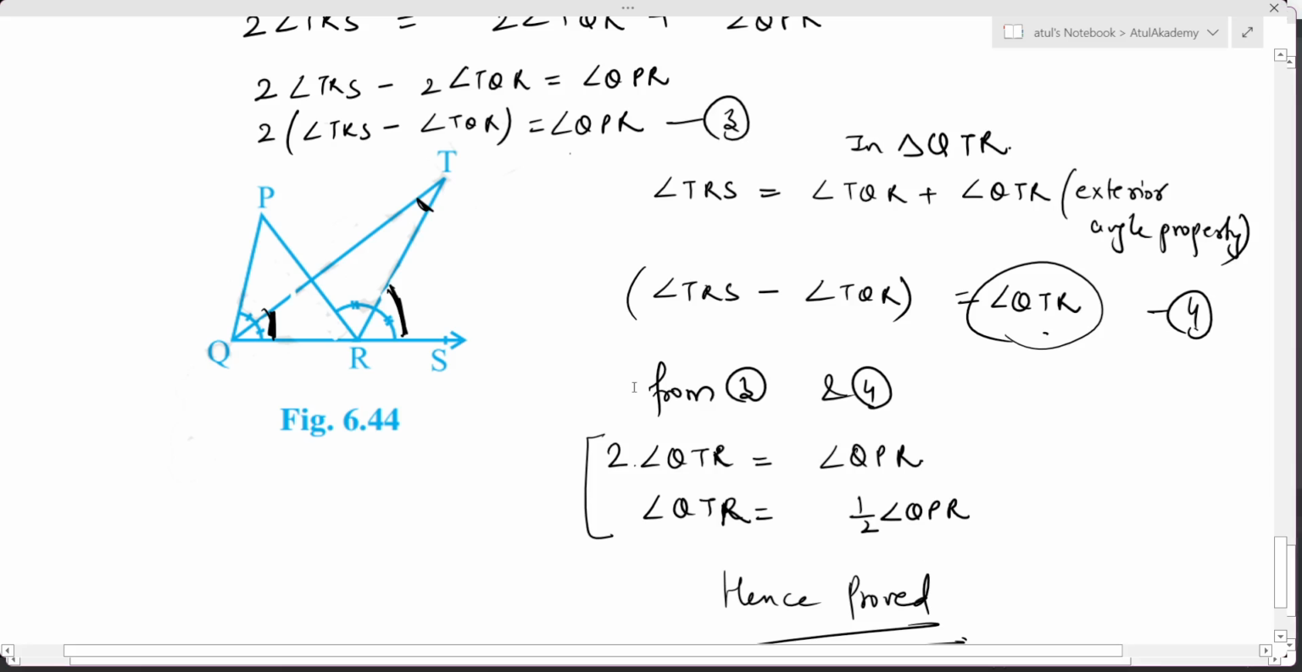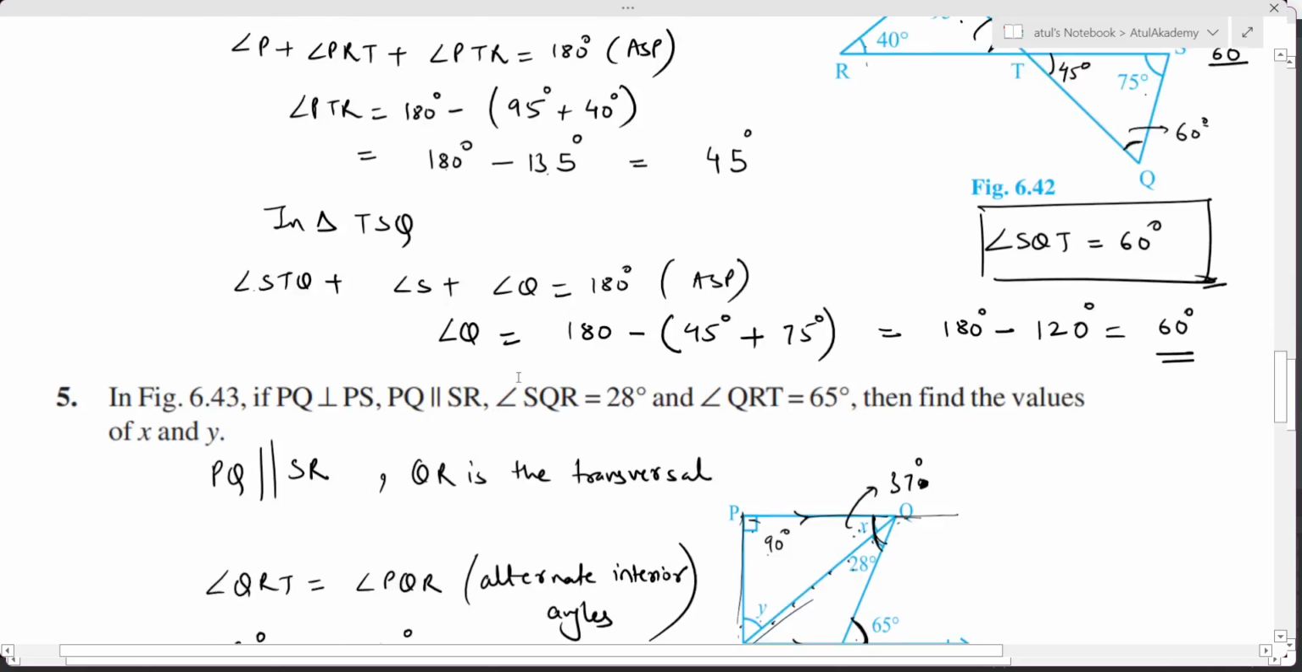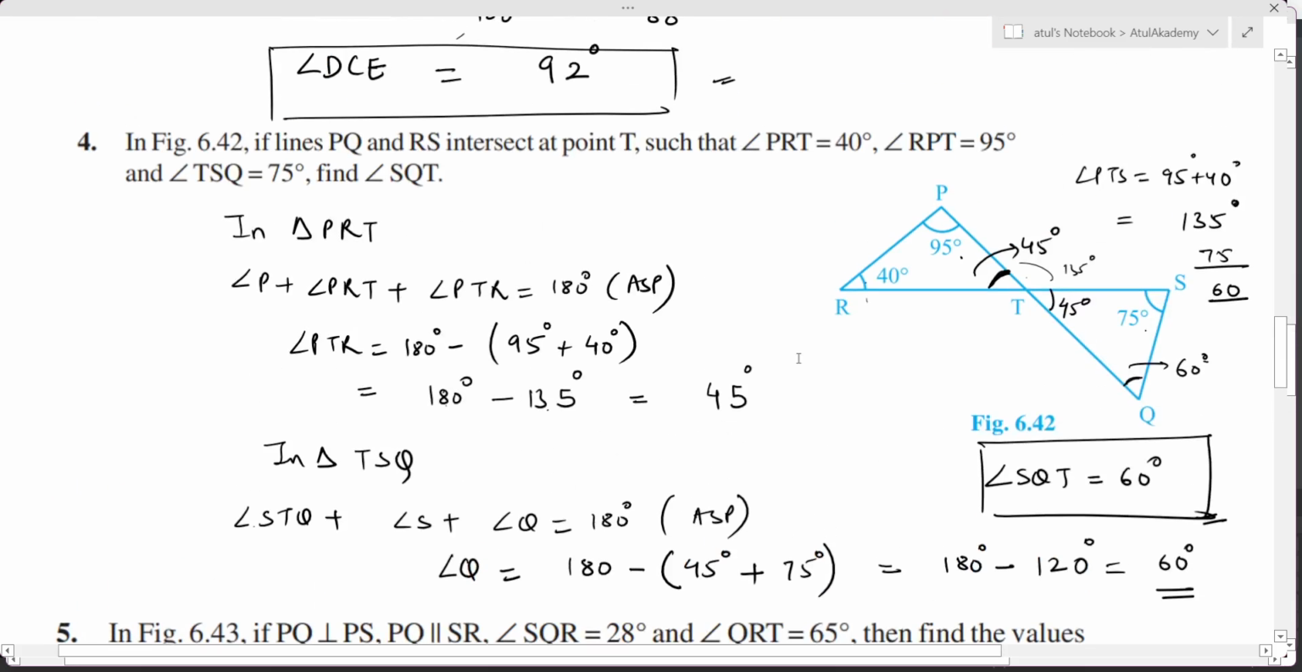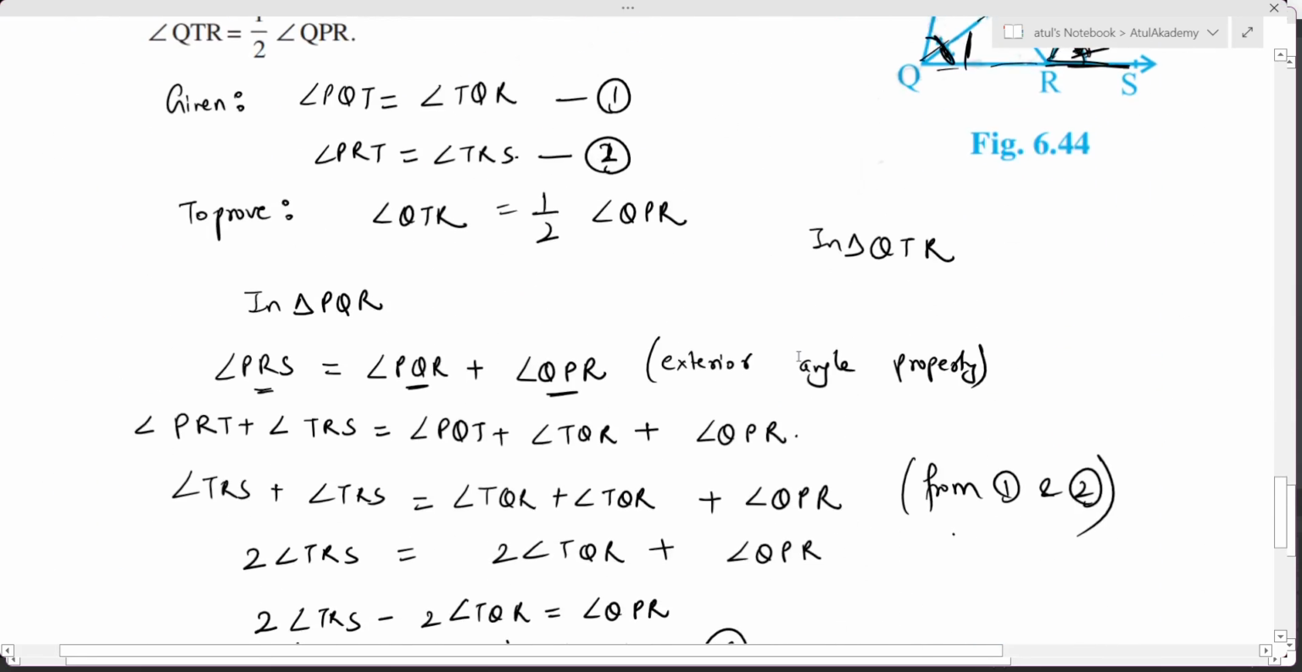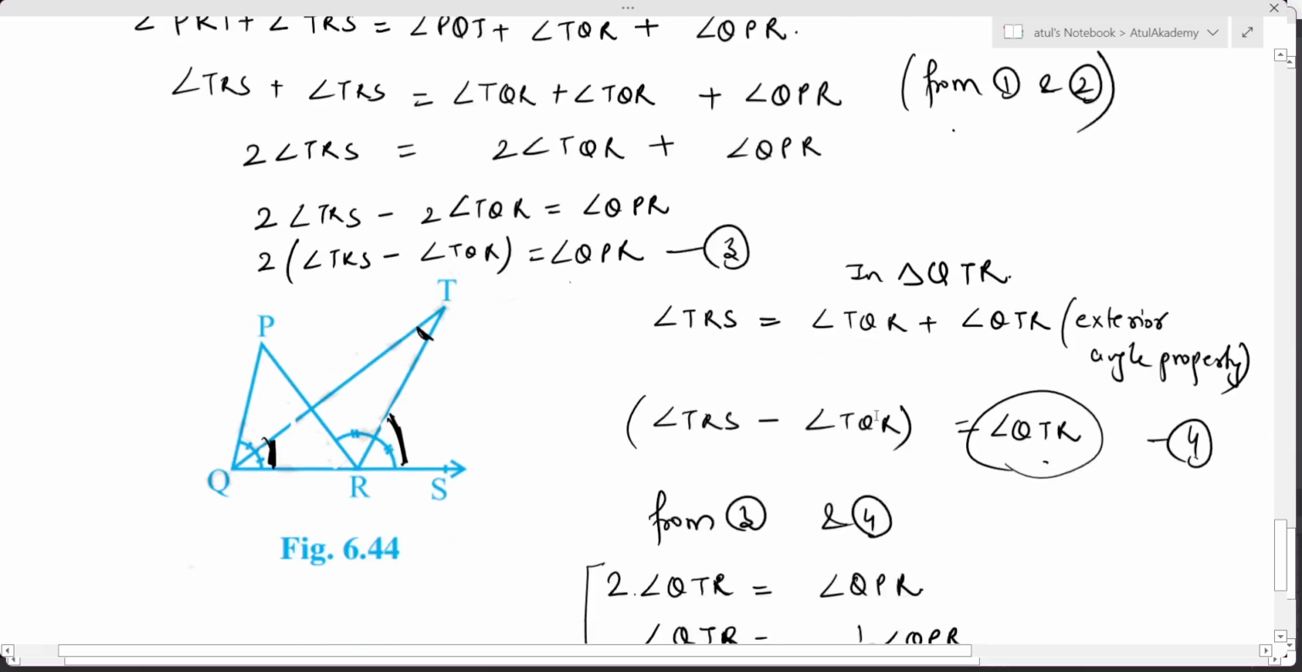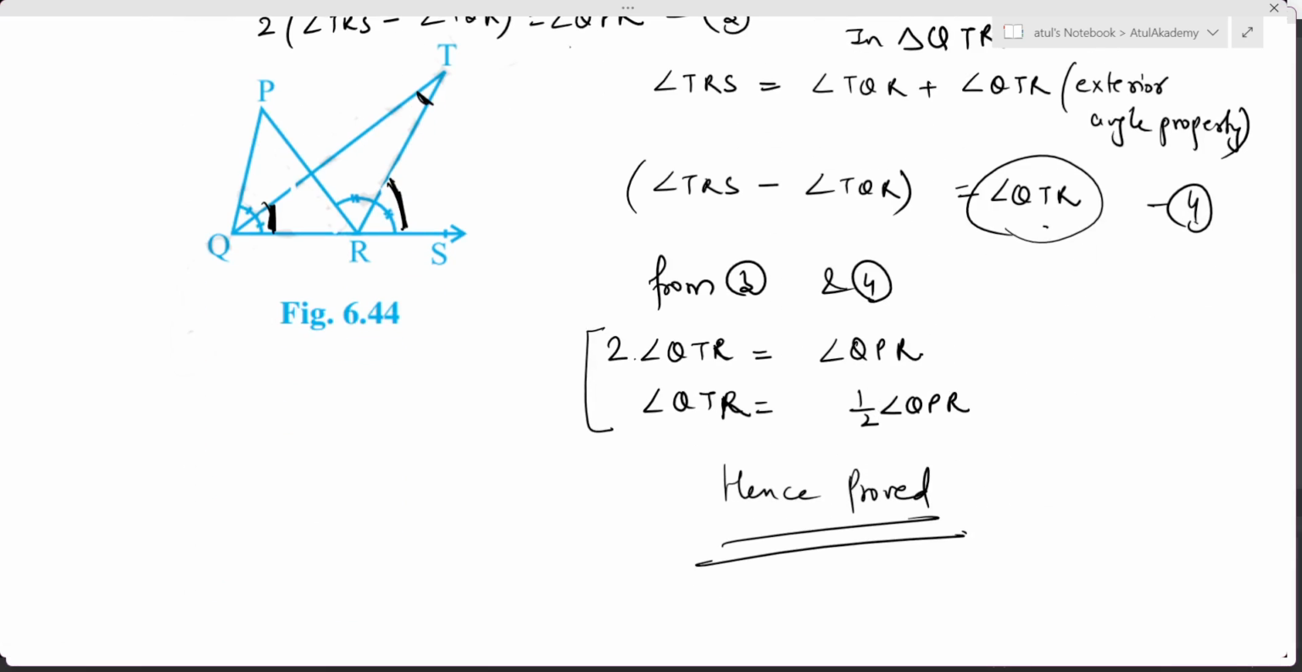I hope you understood it very well. You don't have to just look at the video, you have to keep on solving it together with me as I am solving, and then you have to practice it again. Previous questions are easier because you just have to find the angles, but this question you need to learn proper steps and write proper reasons. Clear, students? I hope everything is clear.